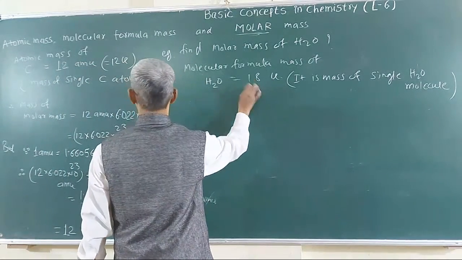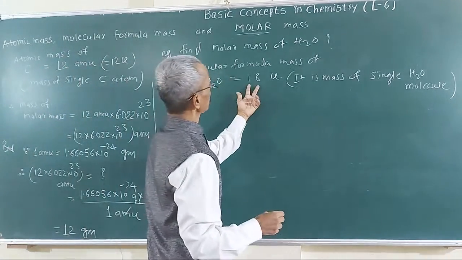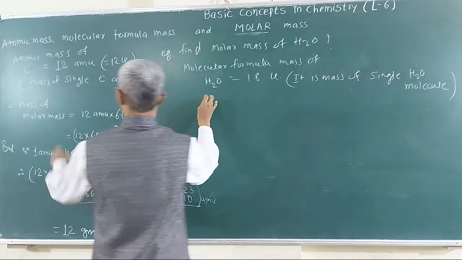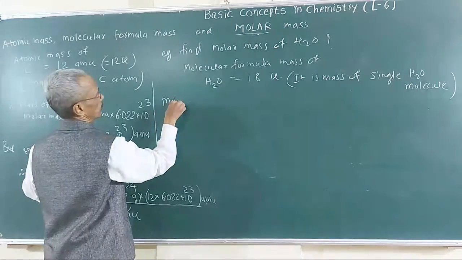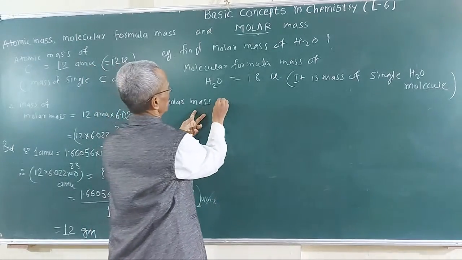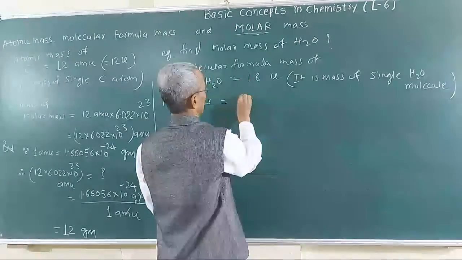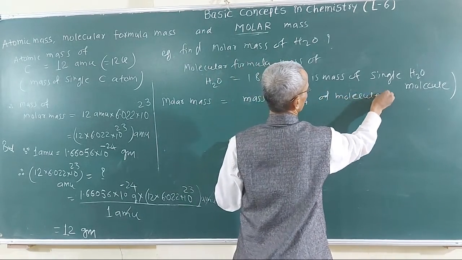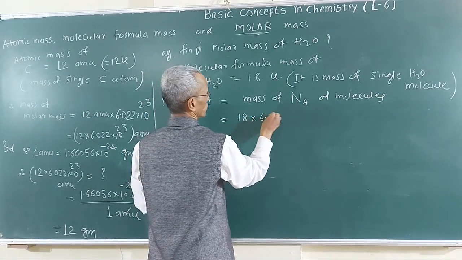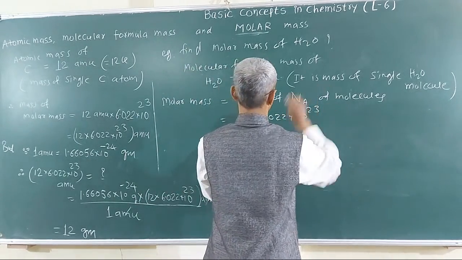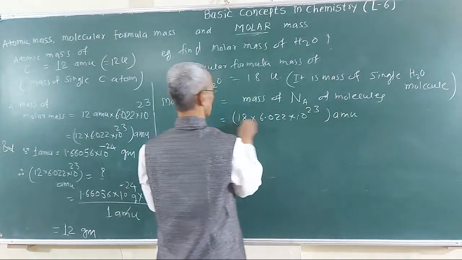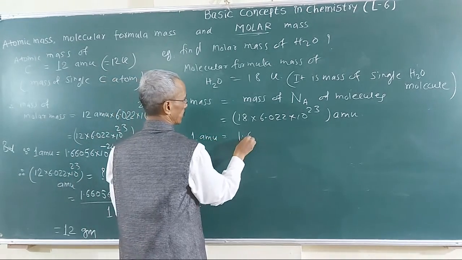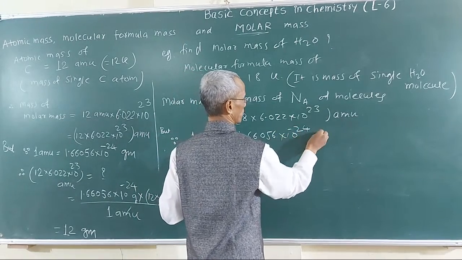So here, as you know, 18 u is the mass of a single molecule. Similar to this, we would like to find the molar mass of H2O, equal to the mass of. 1 amu is equal to 1.66056 × 10^-24 grams.